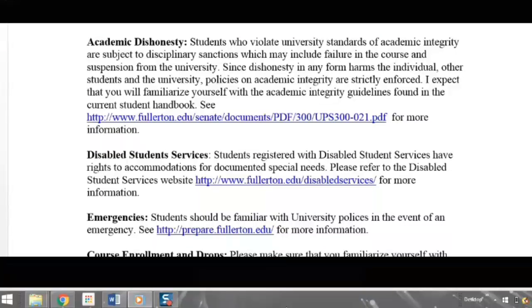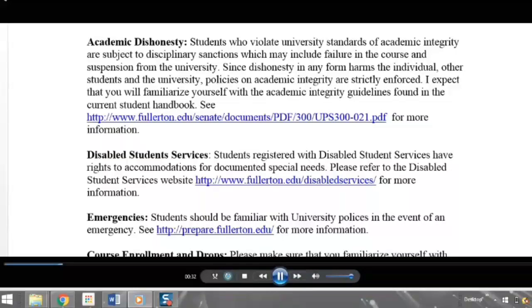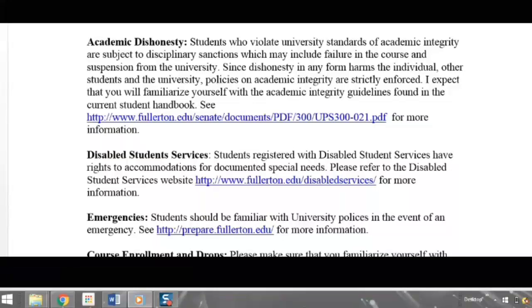Academic honesty is a really important section here. Students who violate university standards of academic integrity are subject to disciplinary sanctions, which may include failure in the course and suspension from the university. Since dishonesty in any form harms the individual, other students, and the university, policies on academic integrity are strictly enforced. I expect that you will familiarize yourself with the academic integrity guidelines found in the current student handbook, and I included a link in the syllabus as well.